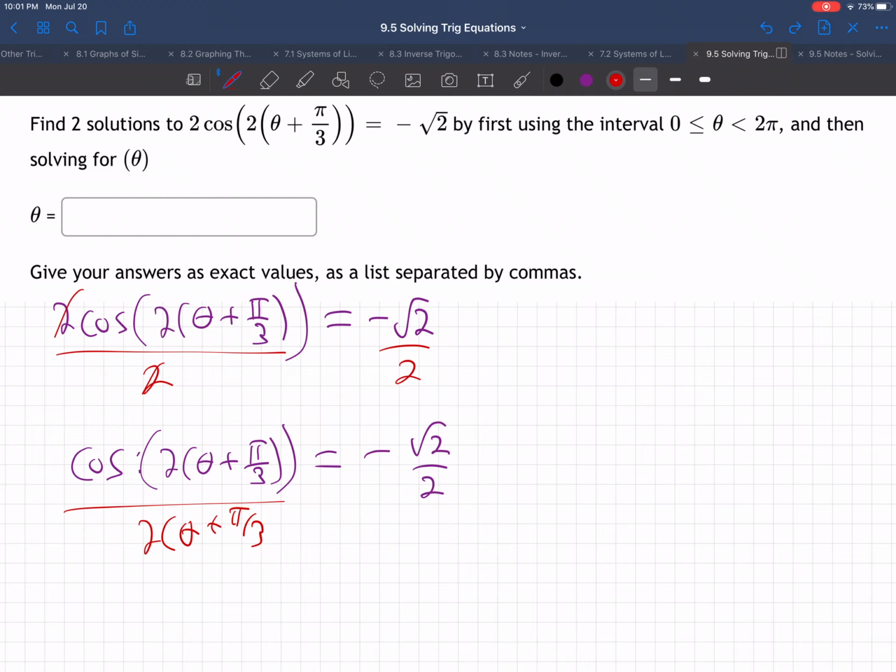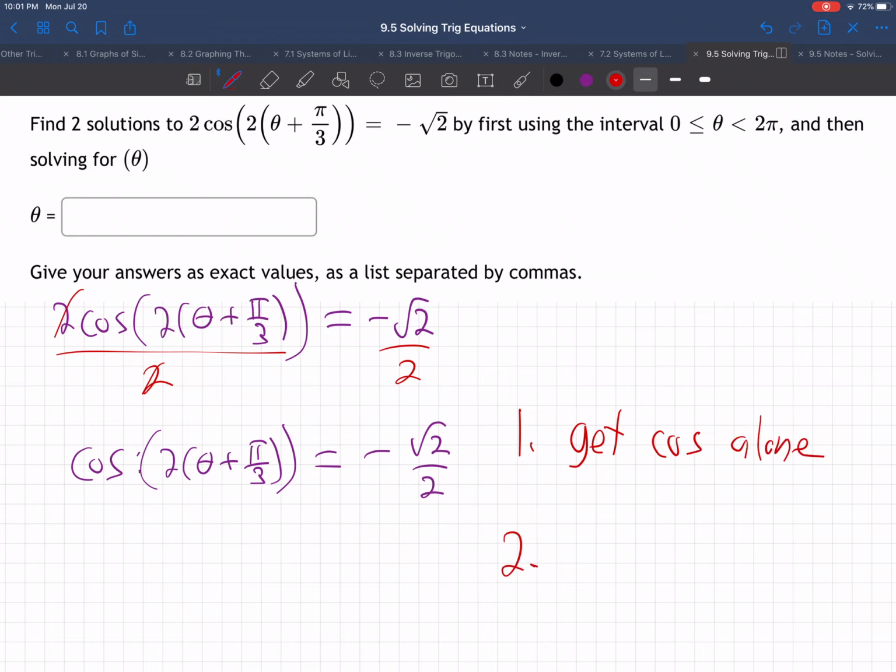So I just want to highlight that, because I know a lot of students make that mistake. It's natural because there's parentheses, but you can't do it. Anything coming after a sine, cosine, or tangent, that's f of x. That's a function. It's not multiplication. Can't get rid of it by dividing. Anyway, so what did they say to do? Step one, get cosine alone, meaning get rid of whatever's in front of it. We did. Step two, go to the unit circle.